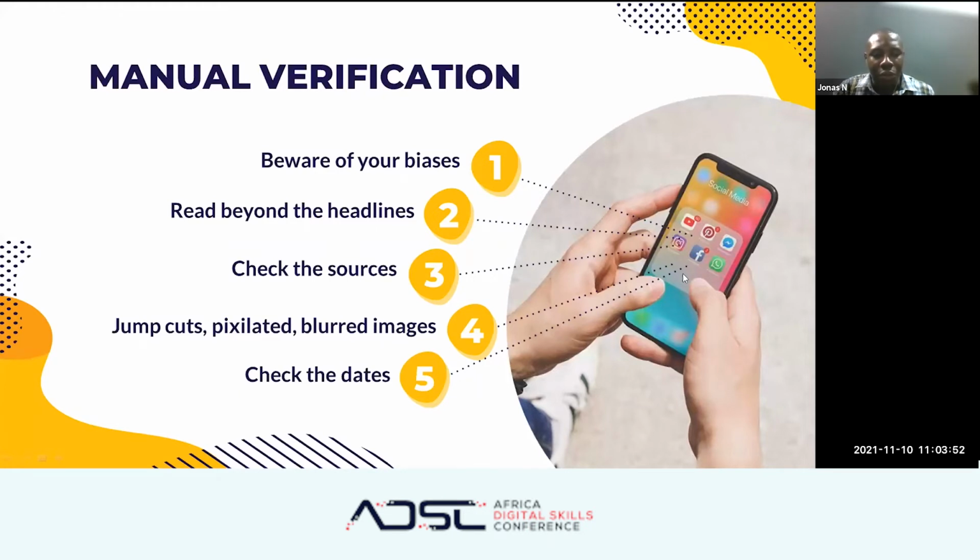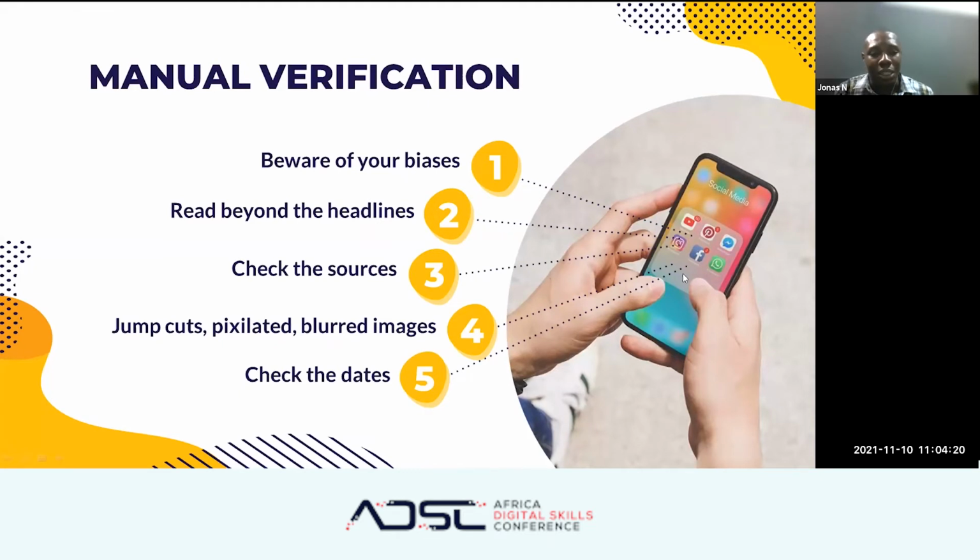Number 4 is that if you are watching a video, for instance, and you see that the video is not flowing seamlessly, and there are a lot of jump cuts, it looks like the seams are just jumping. It could be a clue. It may not necessarily mean people are piecing things together to put out false information, but it could be one way to just be on red alert.